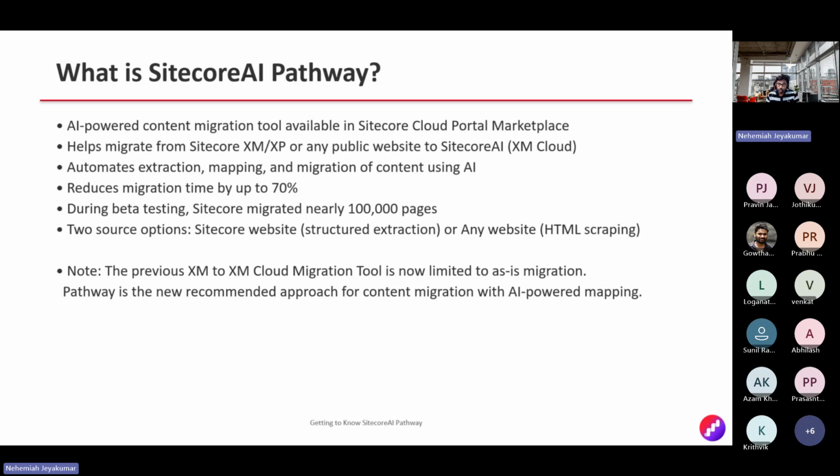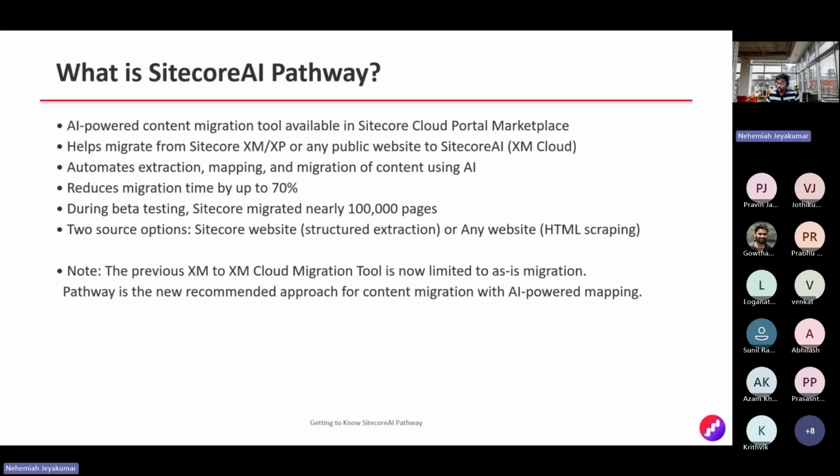You have two source options. One is a structured extraction from an existing Sitecore XM site. The other is HTML scraping from any website. We'll see both today. We'll give you a quick demo walkthrough using screenshots on how to set it up and how to handle both flows in this session.